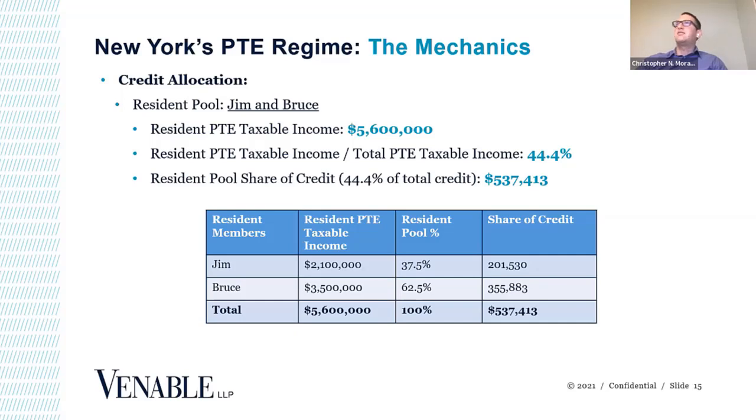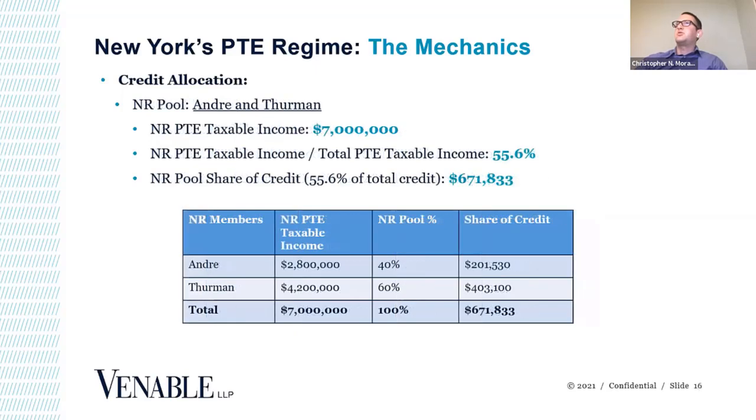Next, we calculate the New York source income pool. That's going to be $7 million split between Andre and Thurman. Again, as we discussed, the 1.4 million share to Zubaz Inc. is not eligible for the credit, so that's excluded. The non-resident share is about $670,000 that gets allocated between Andre and Thurman.